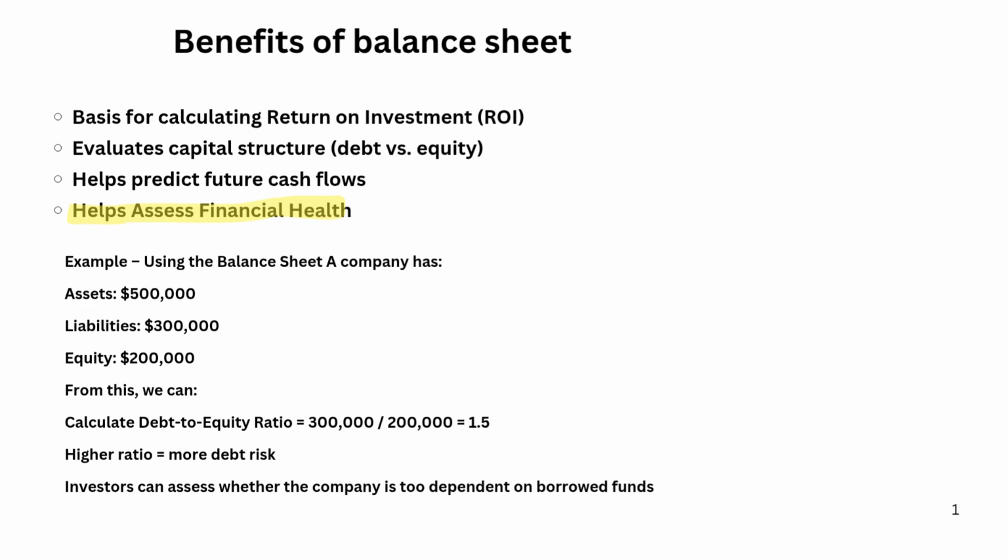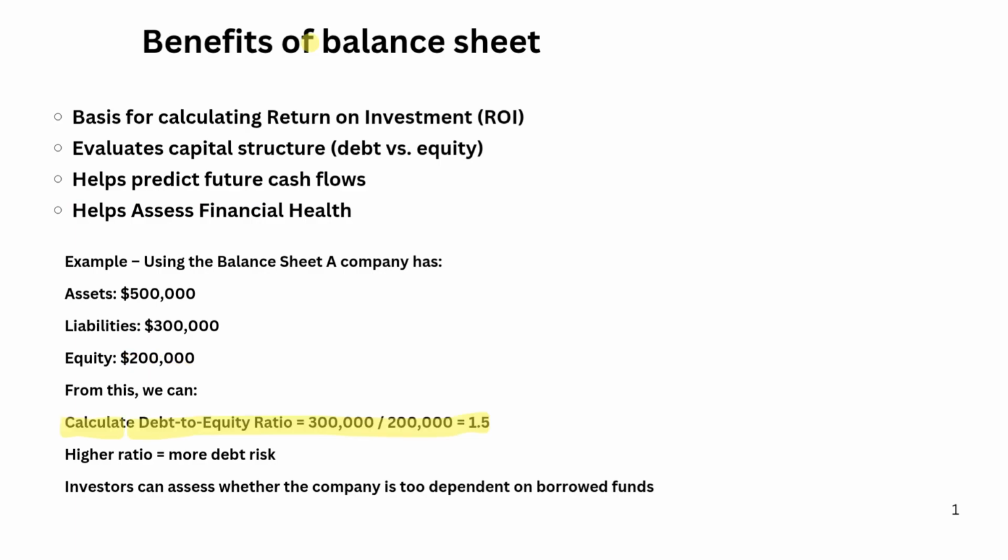Let's walk through a quick example. A company has assets equal to $500,000, liabilities equal to $300,000, equity equal to $200,000. From this, we can calculate a key financial ratio, debt to equity ratio equal to liabilities divided by equity equal to 300,000 divided by 200,000 equals 1.5. A higher ratio indicates greater reliance on debt, which may mean higher financial risk. Investors can use this to assess if the company is becoming too dependent on borrowed funds.